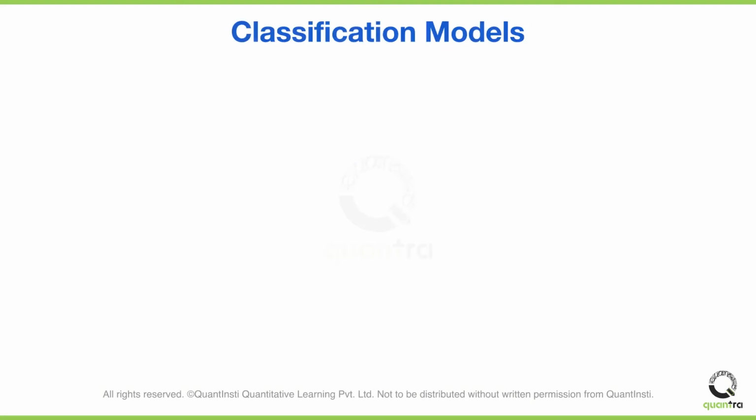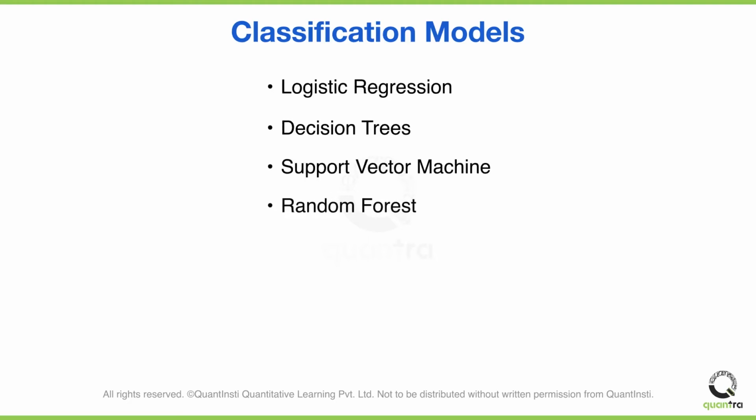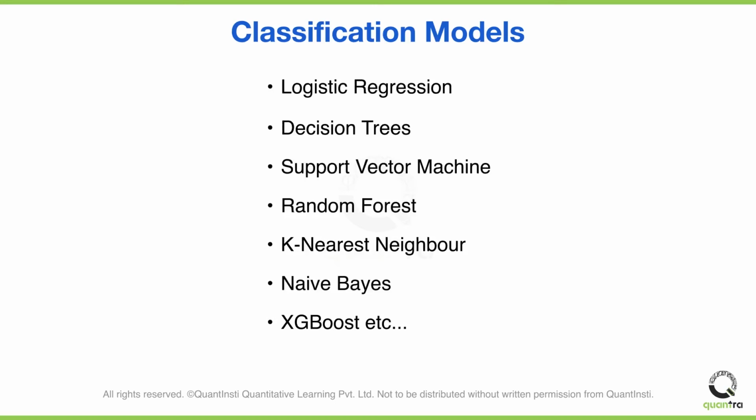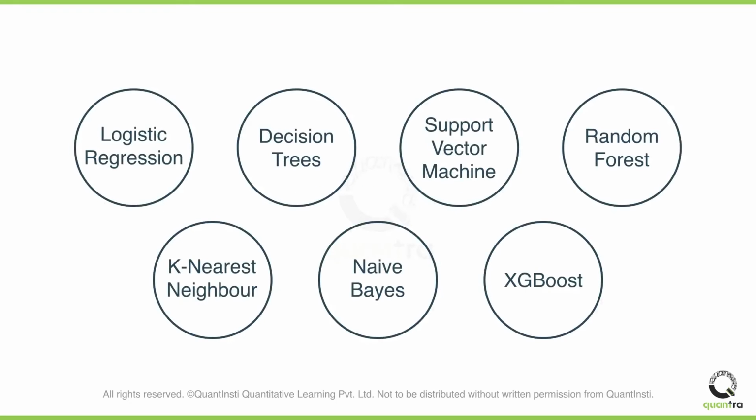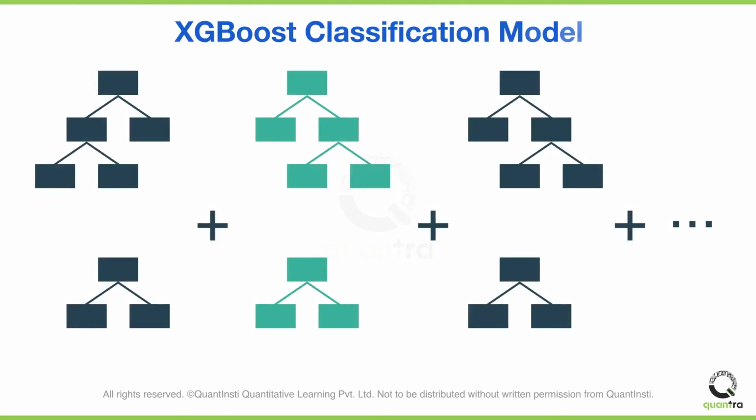Again, for the classification tasks too, there are many models like logistic regression, decision trees, SVM, random forest, KNN, naive Bayes, XGBoost, etc. Out of these many classification models, which model should we use? Well, we can use any model because they all essentially are used to carry out the same type of task, that is classification, but for illustration purposes, we will be using the XGBoost model for classifying the momentum.